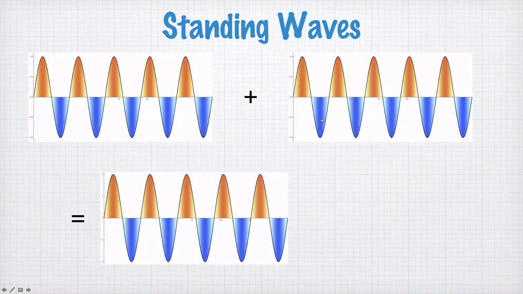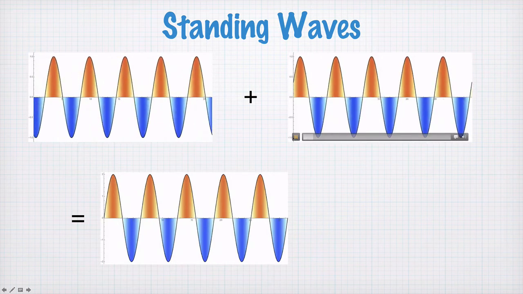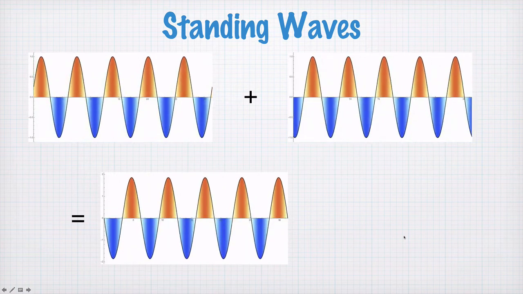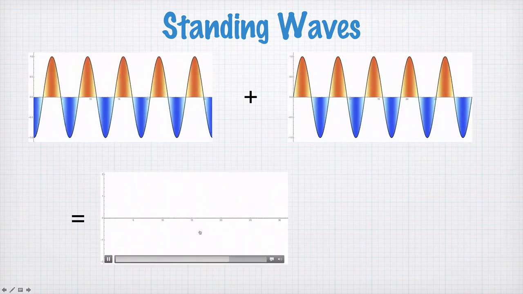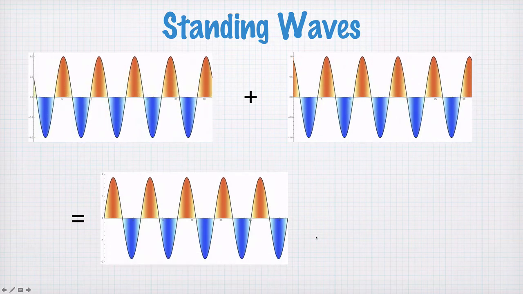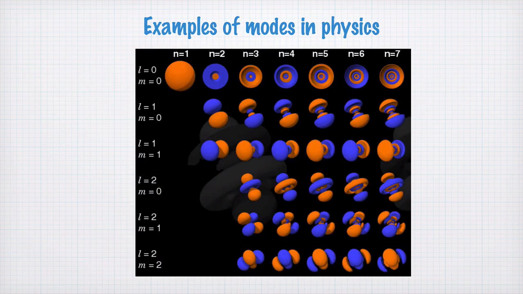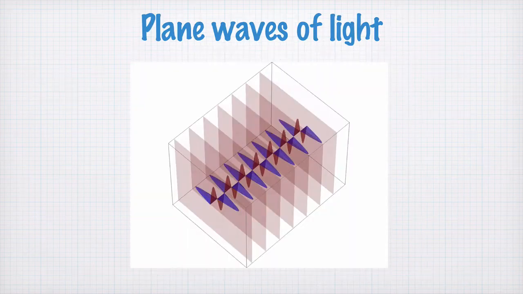And we'll talk about standing waves, where we take a wave going one direction, a wave going the opposite direction, we add them together and we get a wave which is stationary and just changes its amplitude from positive to negative. And these standing waves we also call modes. And modes are everywhere in physics. For example, the electron shells we find in atoms. Basically the entire universe is composed of modes, and we'll talk about why this is.